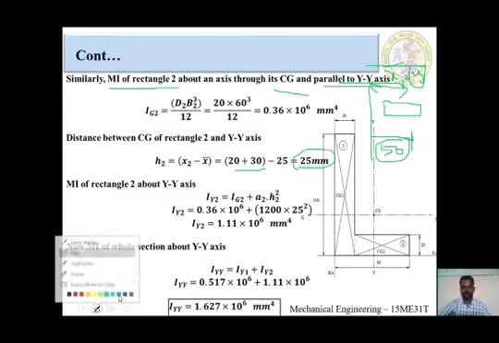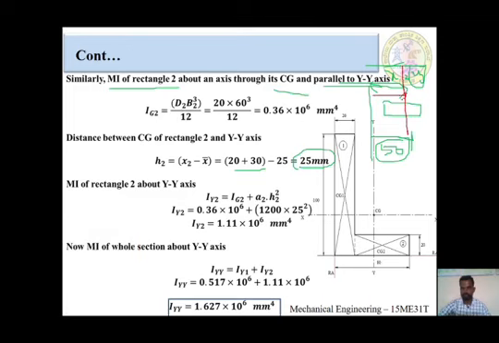I will take one pen. This distance, from here to here, is 50 minus 25. What we got is H2. After finding Ig2 and H2, we put these values in this formula, and we will get the moment of inertia of rectangle 2 about the y axis.